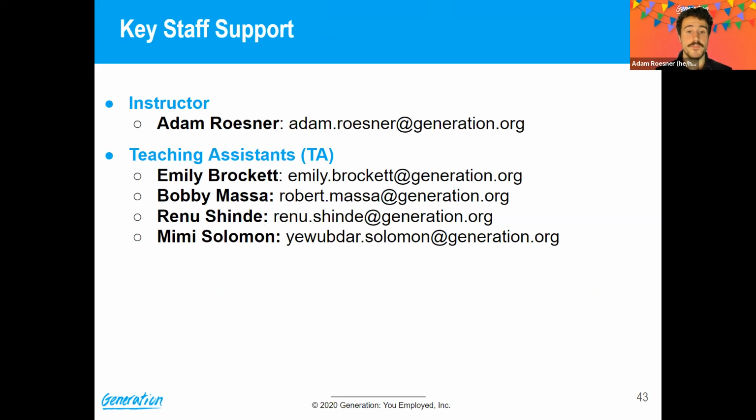These are the emails of everyone on the team. It is our first name dot our last name at generation.org. That is the formula for how to contact most people at Generation. Not everyone at Generation. Some people's is just their first name at generation.org. But for the most part, most people are going to be first name dot last name. And that is the case with all of your instructional team.